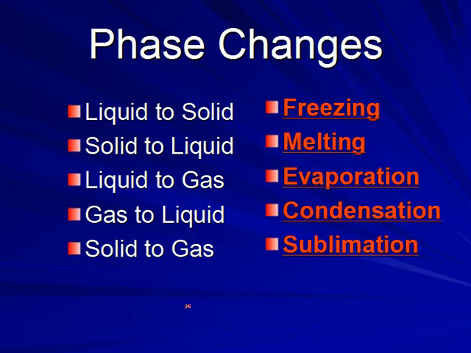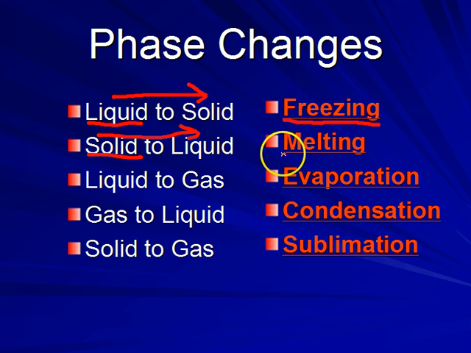Now, we're familiar with these phase changes. When we look at these phase changes, when you go from a liquid to a solid, what do we call that? Well, if you take water and you put it in the freezer, it changes to a solid. We call that freezing. If you take that same ice cube and put it on the counter, it goes from a solid to a liquid. The ice melted, so we call that melting.